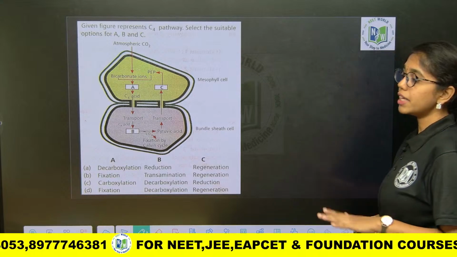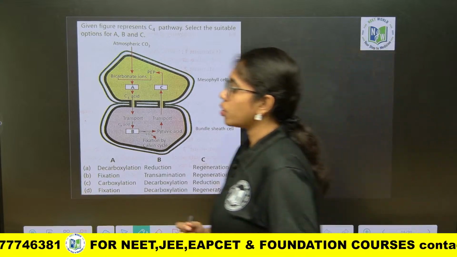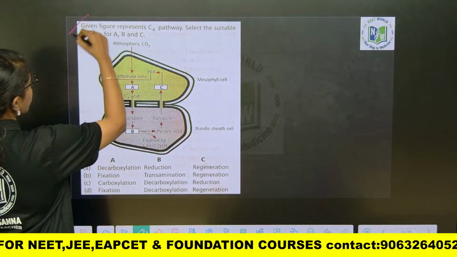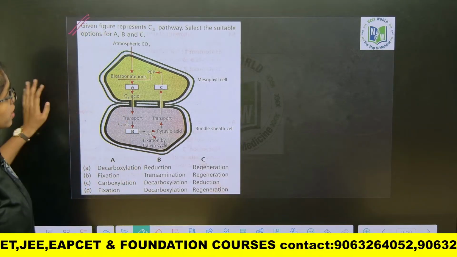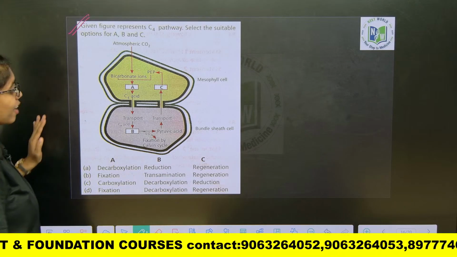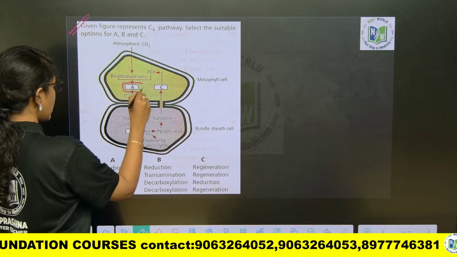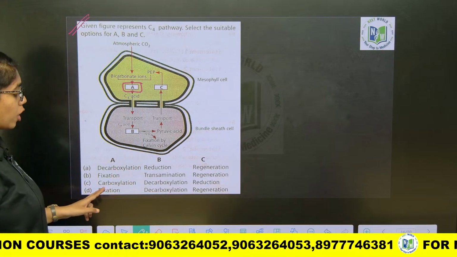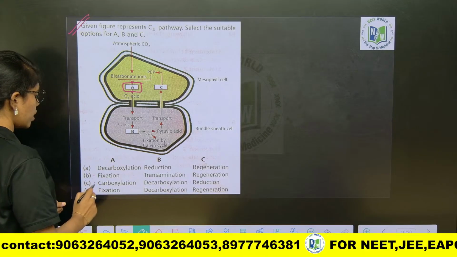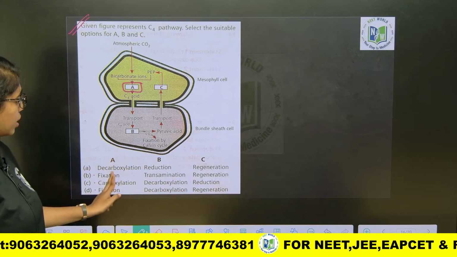This is from C4 cycle. Okay. So, here you see answer from C4 cycle ma. Given figure represents C4 pathway. Select the suitable options for A, B and C. Here A is what? Fixation, carbon dioxide fixation or carboxylation, one and the same. So, here you can have a dot on all these 3 options.